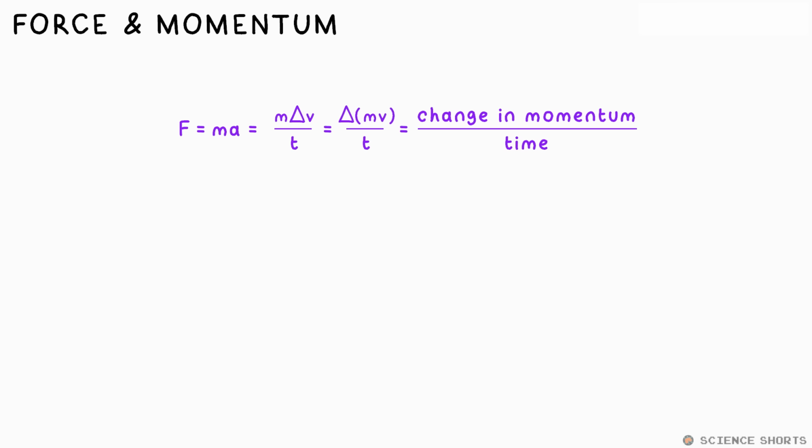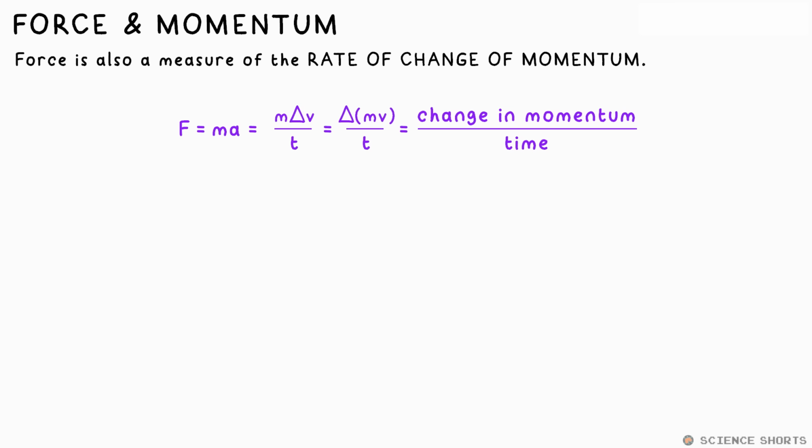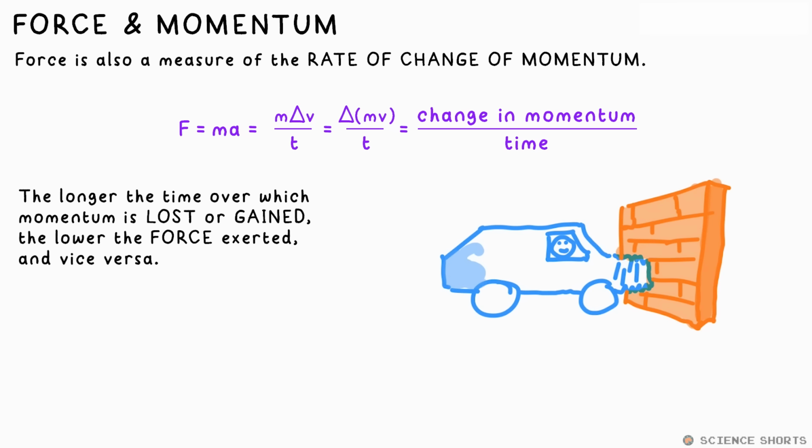Newton's second law says that F equals ma, but we know that a is equal to change in velocity over time, delta v over t. So actually, if we multiply that by mass, we find that force is equal to change in momentum over time as well. Or we can say rate of change of momentum. The shorter the time taken for momentum to change, the bigger the force needed or felt.